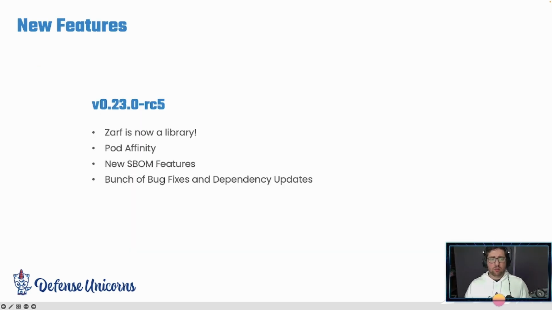So, new features, and I can't talk enough about how much work this was. Zarf is now not just a CLI, but Zarf is also a library. So if you're coding in Go, you can use Zarf as a library. You can add Zarf to CI/CD things, GitHub Action things. This was needed so that we could do the work we want to do down the line.